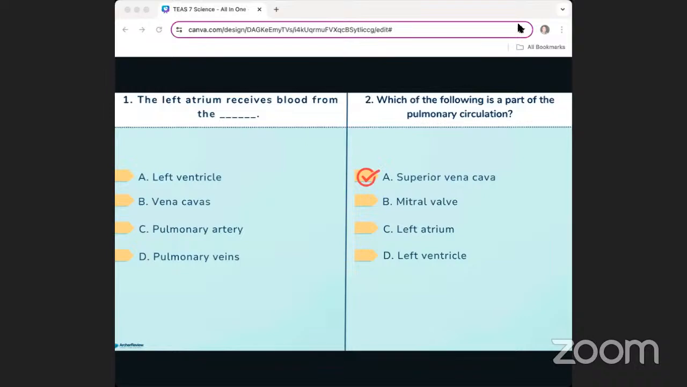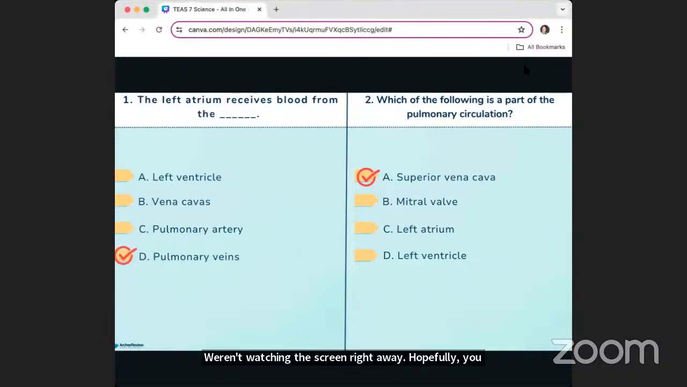All right, guys, let's talk about question number 1. The left atrium receives blood from the, and if you weren't watching the screen right away, hopefully you had a fair chance to answer that on your own. I apologize. I've got a lot of moving parts here, and it's my first webinar, so hopefully I didn't reveal it for too many of you.